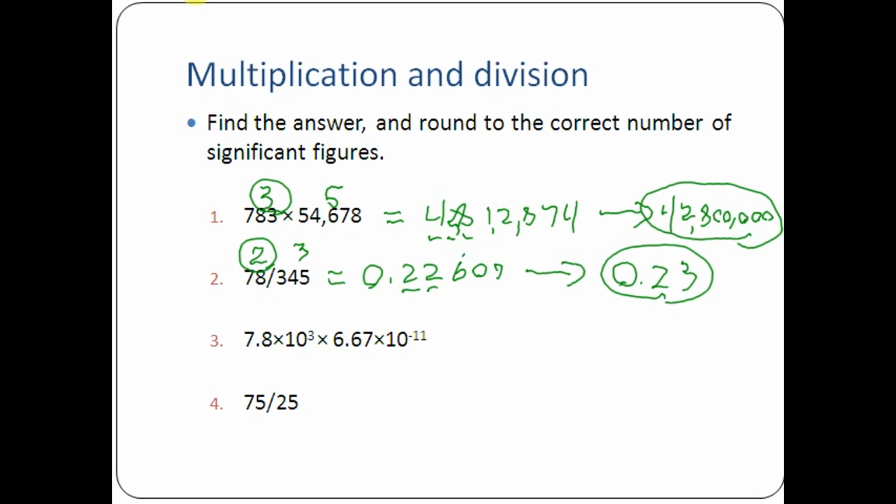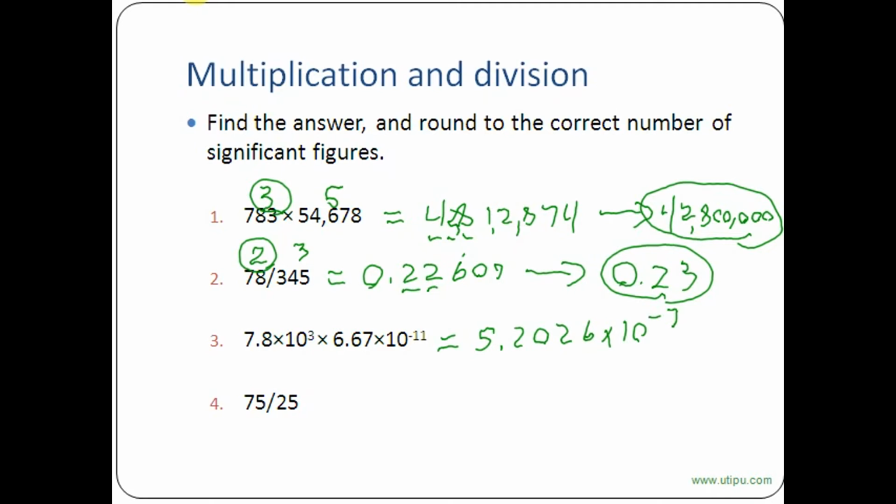That's our rounded answer. Our next one, 7.8 times 10 to the third times 6.67 times 10 to the negative 11th. Start off by finding the unrounded answer. Put it in the calculator. 7.8 times 10 to the third times 6.67 times 10 to the negative 11th. So put that in the calculator, and what you end up getting for an unrounded answer is 5.2026 times 10 to the negative 7th.